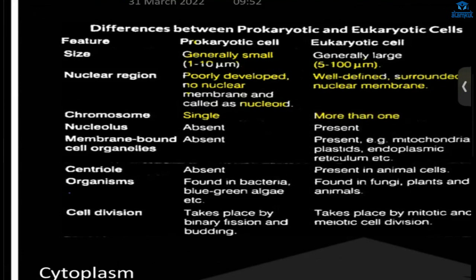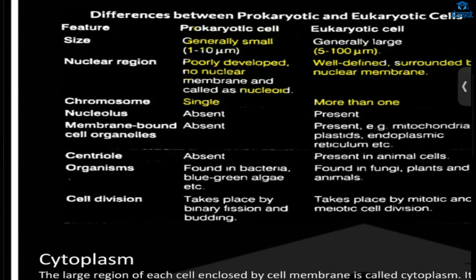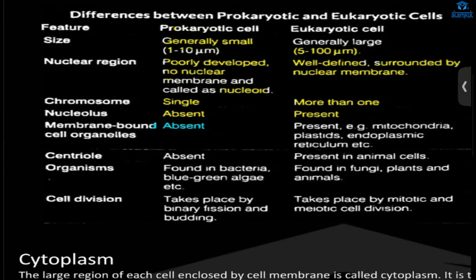How many chromosomes do we have? 23 pairs. So how many chromosomes? 46. The nucleolus is absent in prokaryotes and present in eukaryotes. Membrane-bound cell organelles are absent in the prokaryotic cell and present in the eukaryotic cell. The centriole is present during cell division. It is absent in prokaryotic cells but present in animal cells.